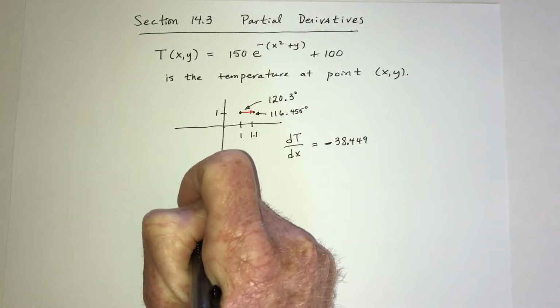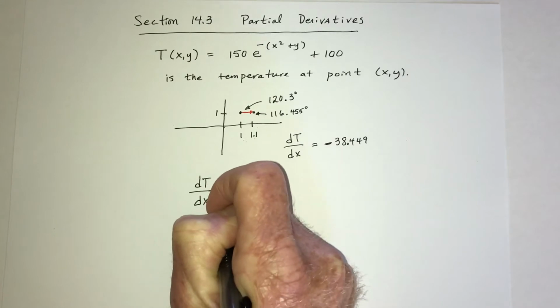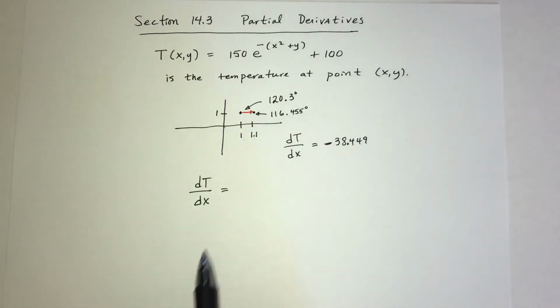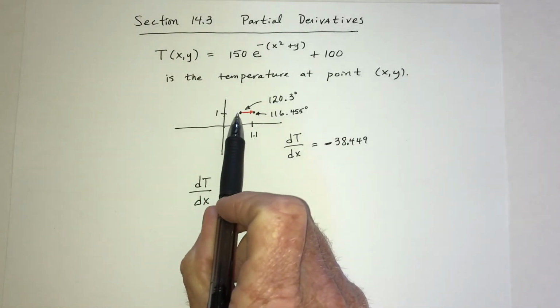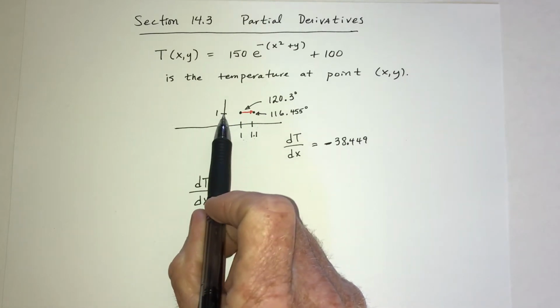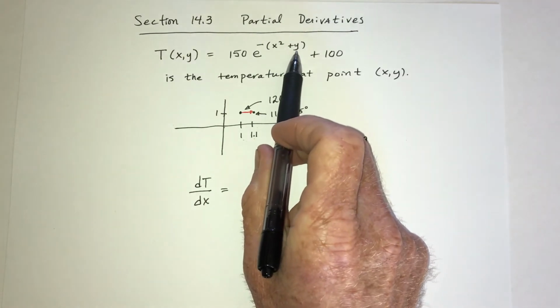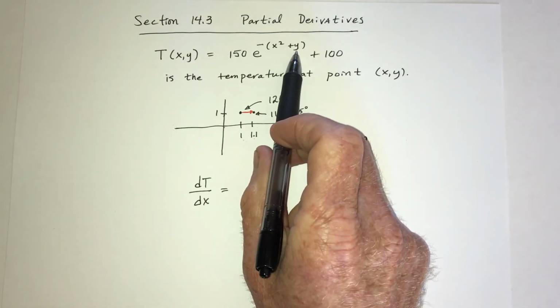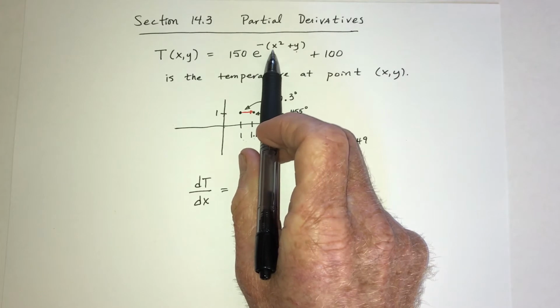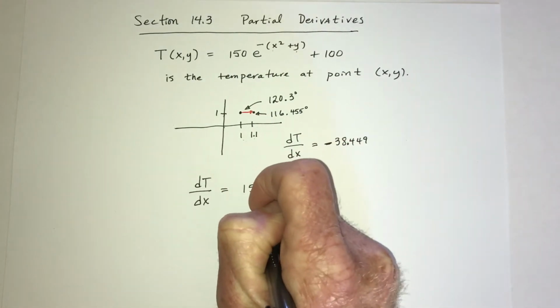So to find the actual derivative, dT/dx, the y is held constant. So only the x is moving. The y is staying the same. So when you take the derivative, you just pretend that y is a constant and that x is the variable. So the derivative of the e function will be the e function.